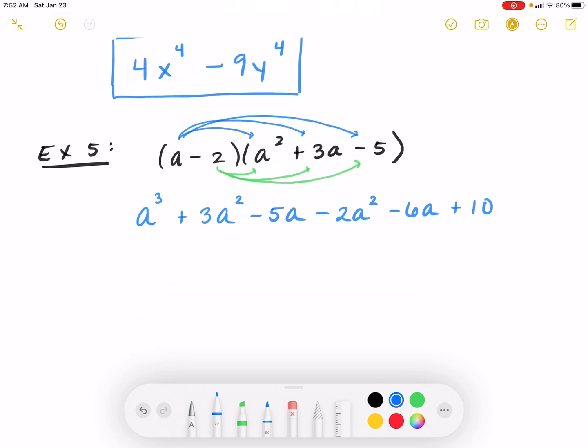So finally we combine like terms. And I don't see any other a cubed, so I'm going to copy this down. Let's find all our a squared terms. Positive 3a squared and negative 2a squared is going to condense to make a positive a squared. And then I see a negative 5a and a negative 6a, which is going to combine to make a negative 11a. And finally, we have a constant term of plus 10 with nothing to combine it with, so I'm going to bring down the plus 10.